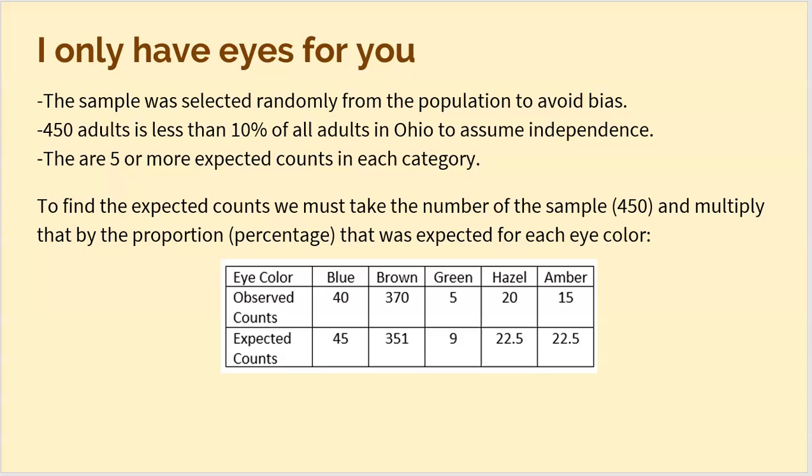So then we moved on to checking the conditions, which are pretty basic. We should be familiar with them. It's got to be a random sample to avoid bias. Got to be under 10% of all adults in Ohio to assume independence. And we do need 5 or more expected values in each category, which then allows us to move on to actually creating the expected counts. And that's, of course, using the percentages. We did this all back in 8.2. So the observed values were the 40, the 370, the 5, the 20, the 15 that we actually saw in our data. And the expected counts are based on the proportions or percentages that were given to us from the typical nationwide data. If you're not quite sure where I got these expected values from, you might want to go back and watch the 8.2 video.